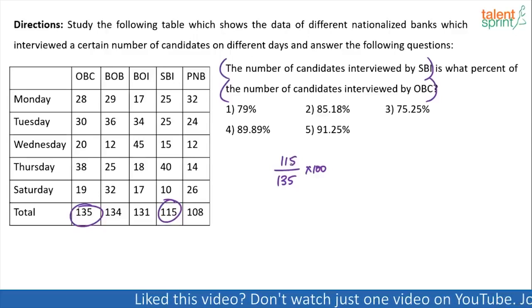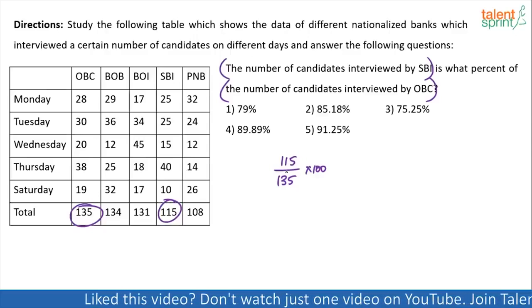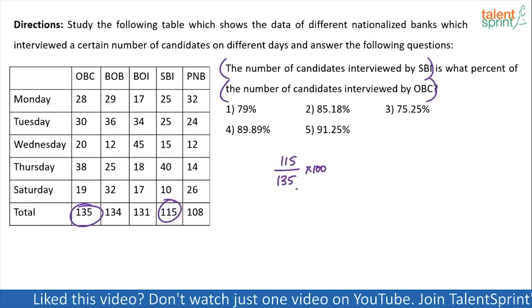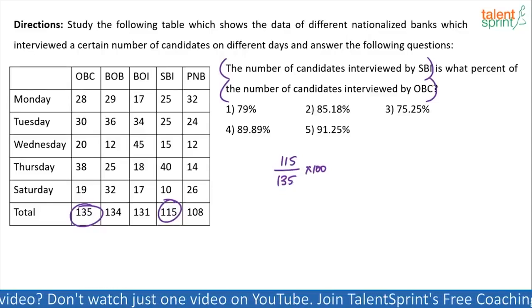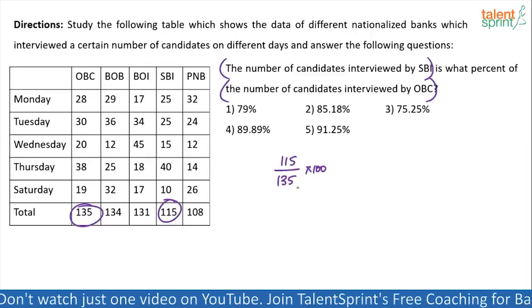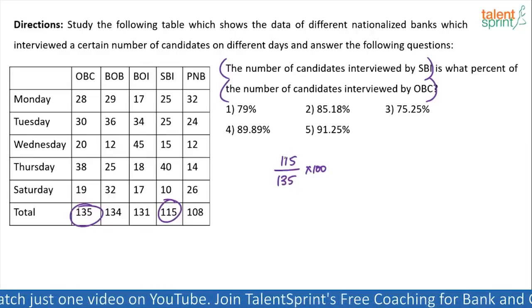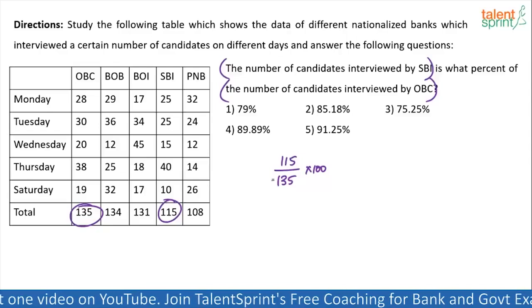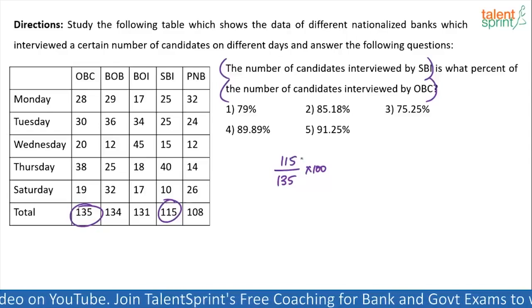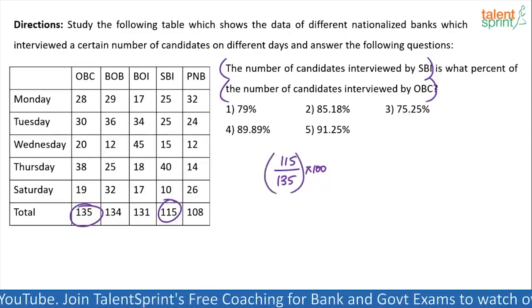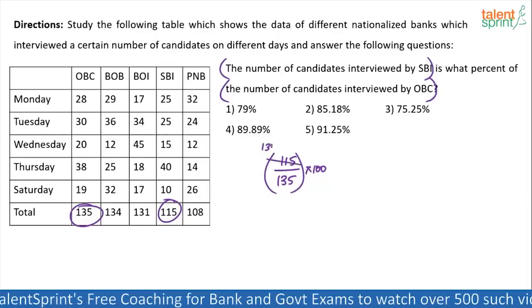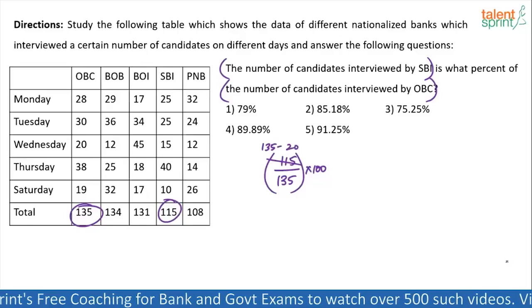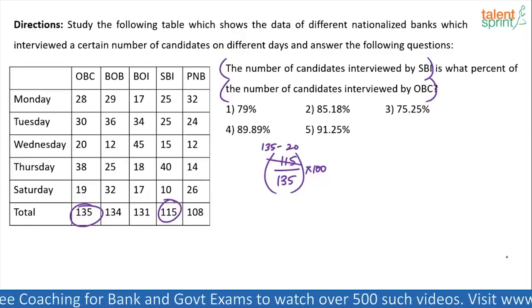Now this again, don't waste your time doing those cancellations. You can do that, but not really required in my view. 115 by 135: you can cancel both numerator and denominator by 5, 5 is common there. You'll get 23 by 27 if you want to. But with these numbers also you should be able to figure it out. What do you do this time? This 115 should be taken as 135 minus 20.